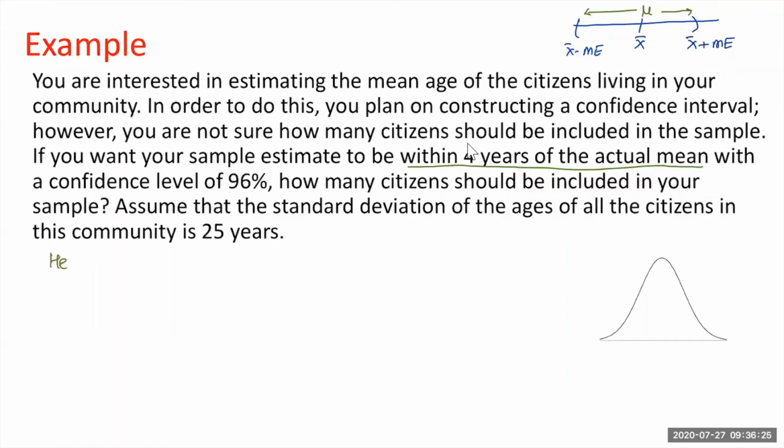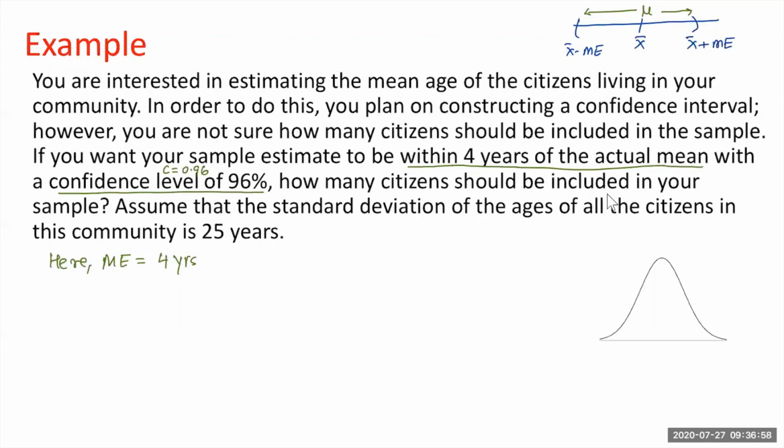Here, the margin of error is 4 years. That is given to you. You want the true mean to be within 4 years of the actual mean. So that is mean plus 4 years and mean minus 4 years. So that is your margin of error with a confidence level of 96%. Confidence level of 96% means the area in the middle of your normal distribution will be 0.96. So C is equal to 0.96.